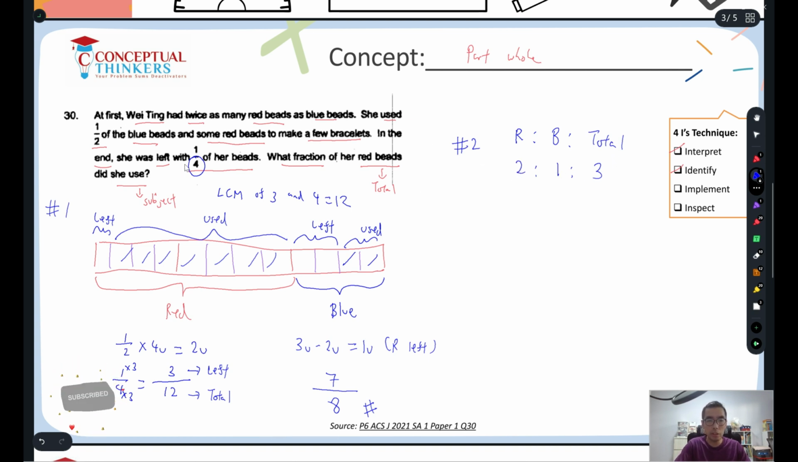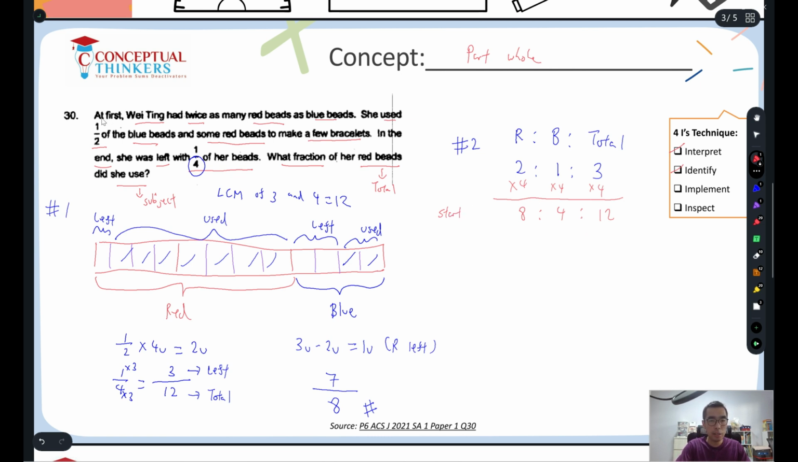Total will be 3. Now again, we look at the ending fraction here. They say that she was left with 1/4 of her beads, right? So again we have to look at the common multiple. We need to make it into 12, so I'm going to multiply here by 4. So I have 12 here, 4 here, and 8 here. This will be the starting ratio to look at.